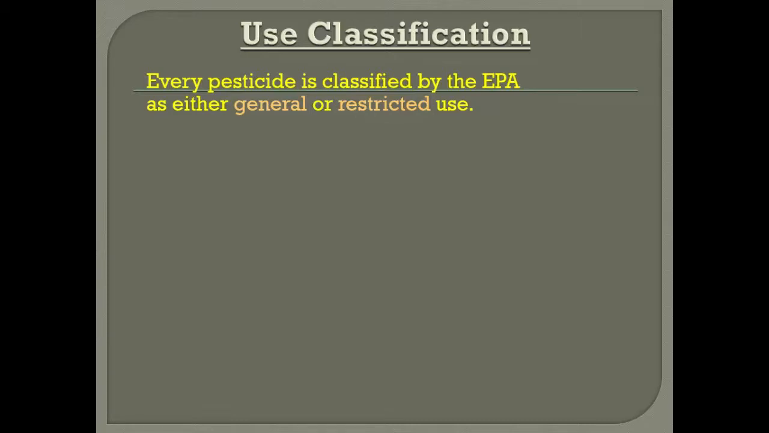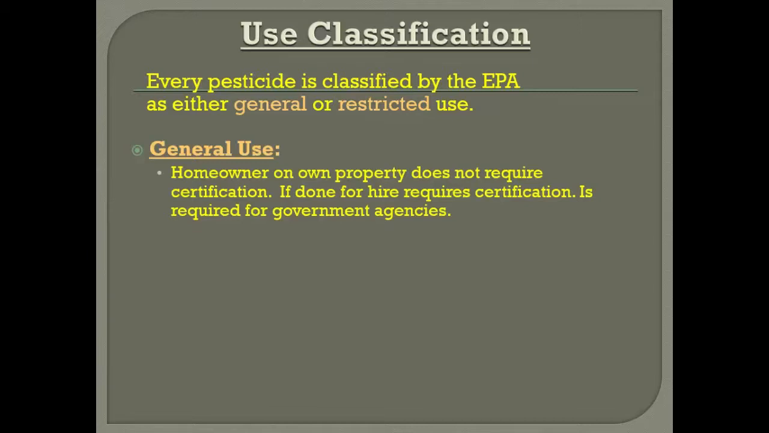Every pesticide is classified by EPA as general or restricted use. General use means that the homeowner, or someone on their own property, does not require certification. And that's why, for those of you who own your own property, you can use pesticides on your own property without a certification, as long as it's a general use pesticide. All right.